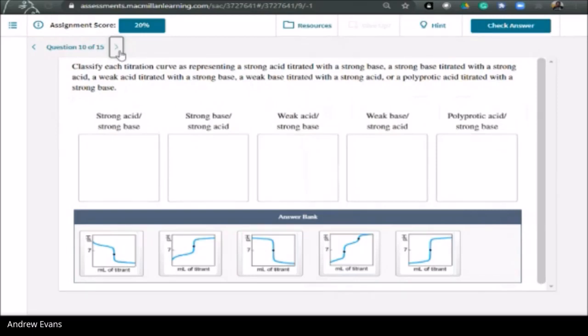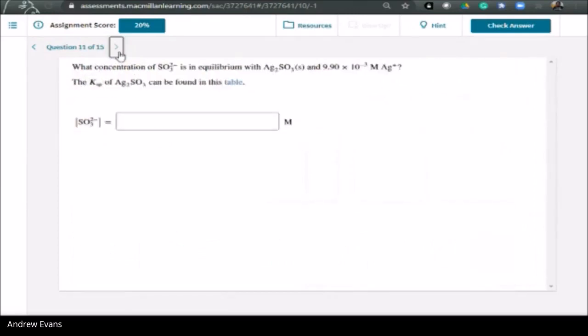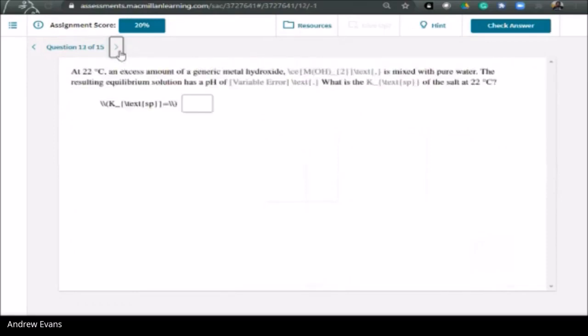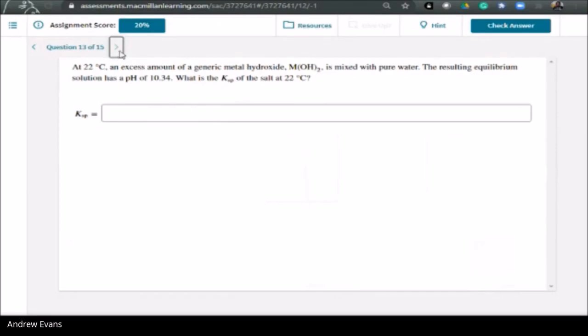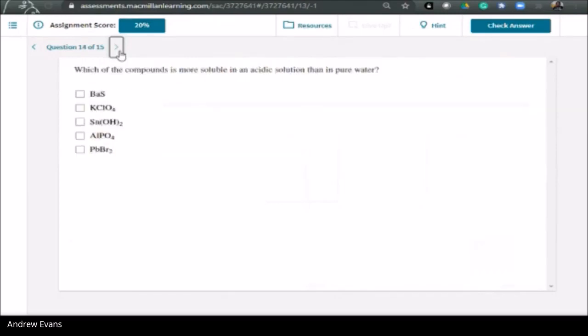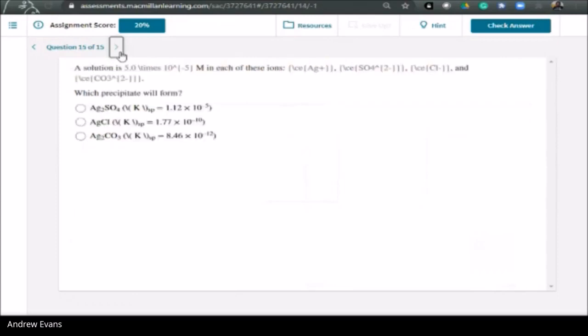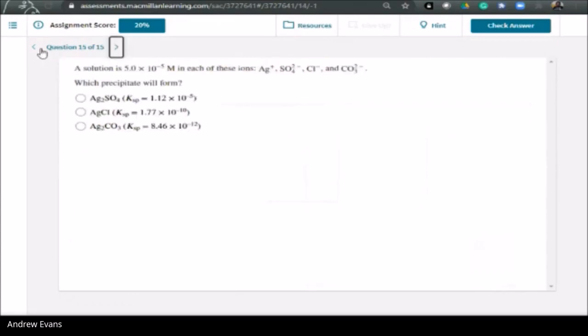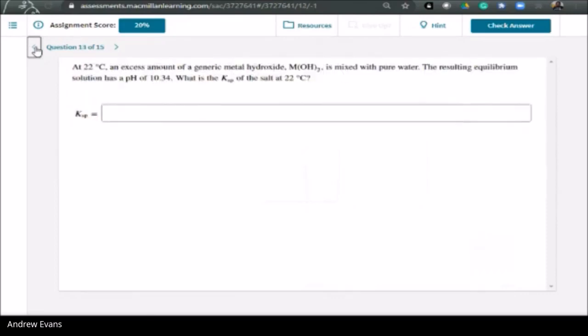Classifying these, strong acid, strong base. You can look at those based on where the equivalence point is and how sharp the curve is, whether it's strong or weak. So that's pretty easy. And then we have KSP, kind of KSP. A hypothetical one: which one of these is going to be more soluble in acid? That's a common ion effect. And then there's looking at KSP strength. So I'll do one of these KSP ones.